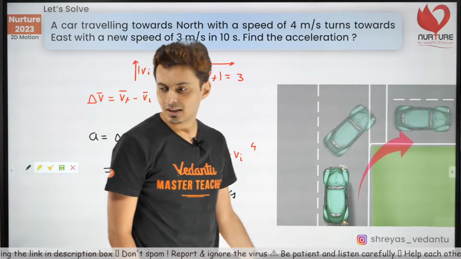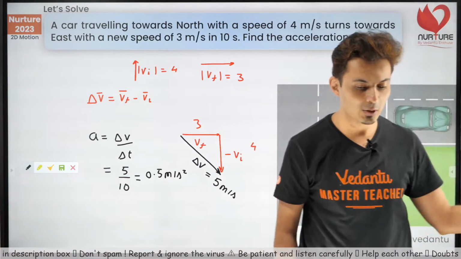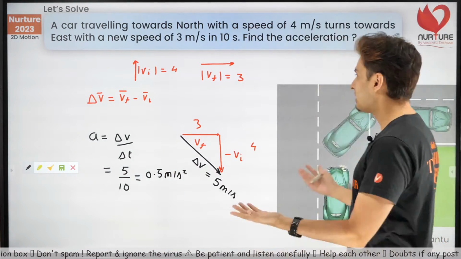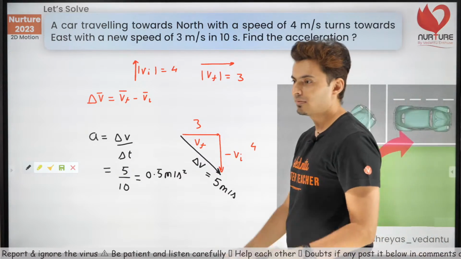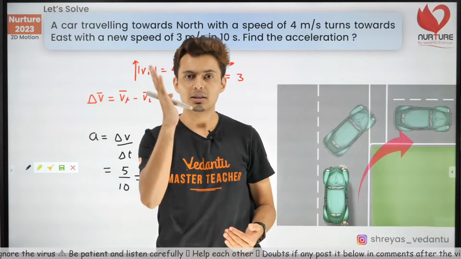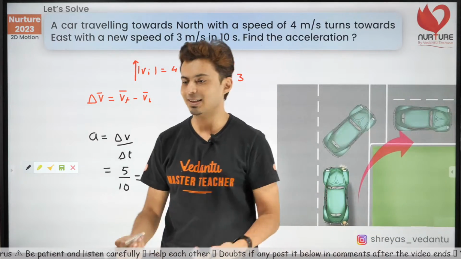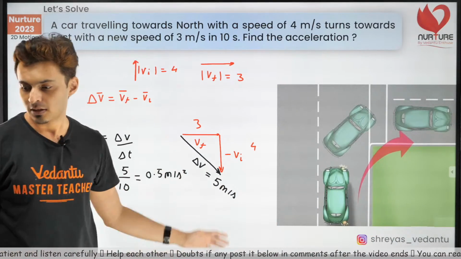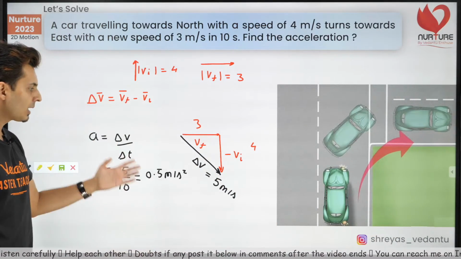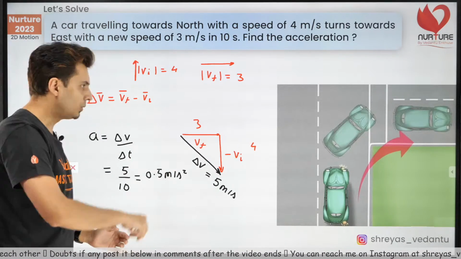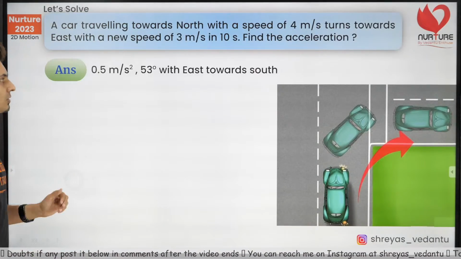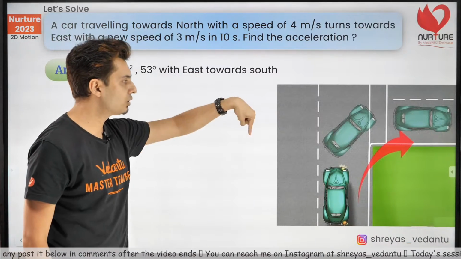Yes, Swati, it's very easy to see whether it is in 1D or 2D. It will be obvious. I mean, this is obvious, right? It was in north and east, so obviously it is in 2D. If it's not changing direction, obviously it is a 1D question, as simple as that. Understood? So both of them are different methods, but you will land up with the same answer. You should know both these methods. Interesting way to solve it. So 53 degrees with east towards south.